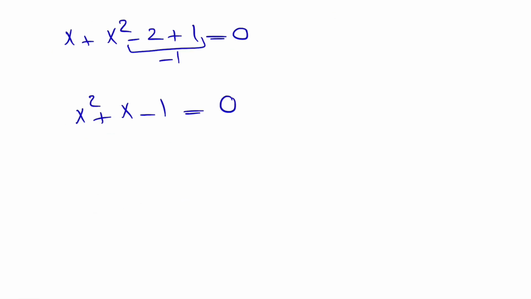Now for solving this, again, we have another quadratic equation, but we cannot use the shortcut because we cannot find two numbers that multiply to minus 1 and add to plus 1. That means we have to go with our quadratic formula. So we have our a, which is the coefficient of x squared, 1. We have our b, the coefficient of x, 1, and we have our constant number c, which is minus 1.